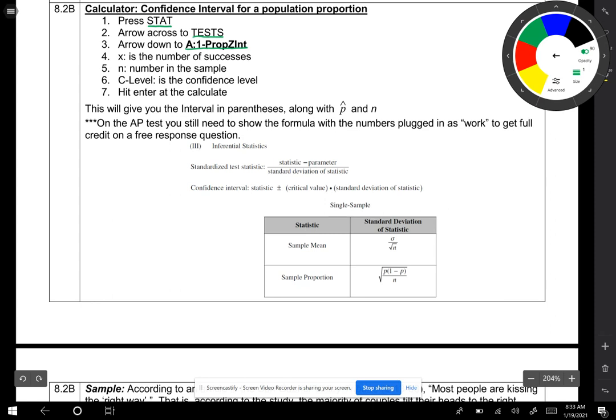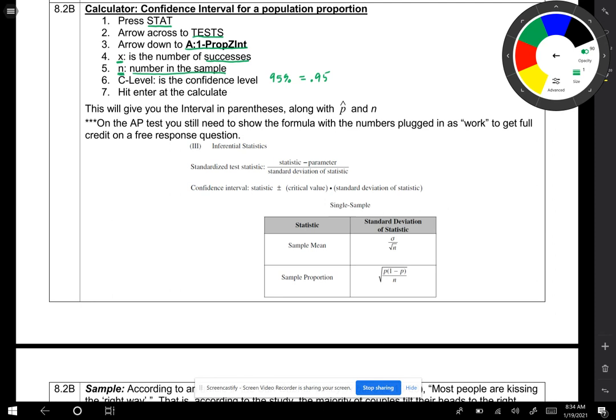X will be the number of successes. N is your sample size. Your confidence level will be written as a proportion. So 95% confidence level would be 0.95. And then you hit enter to calculate. And when you hit enter, it will give you an interval in parentheses, your lower bound, comma, upper bound, along with your p hat and n.